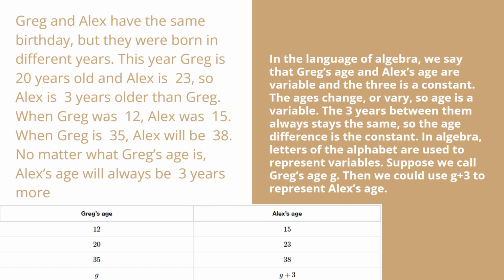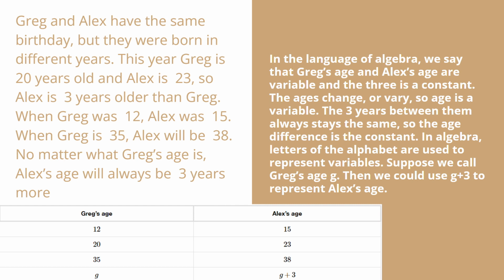So using the language of algebra, we say that Greg's age and Alex's age are variables and the 3 is a constant. The ages change or vary, so age is a variable. The 3 years between them always stays the same, so the age difference is the constant. In algebra, letters of the alphabet are used to represent variables.